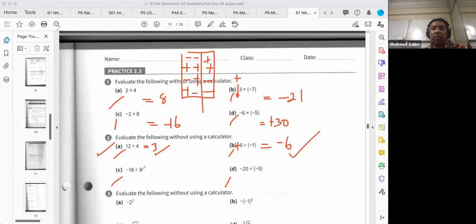Next one. Look at the number first. 18 divided by 3. 18 divided by 3 gets 6. Minus and plus, or no sign, means plus. Minus and plus. Minus lah.